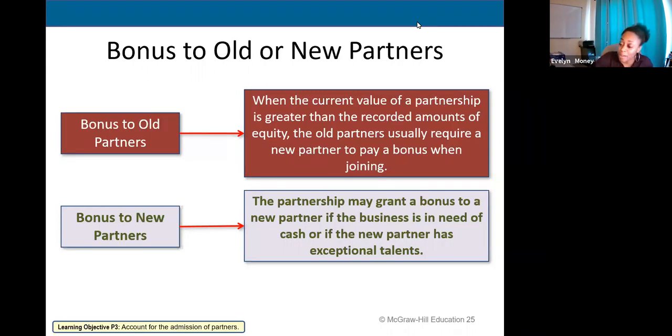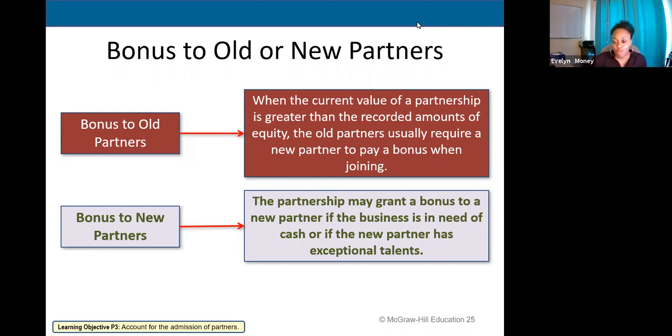But let's say there's Michael Jordan, and I'm like, Michael Jordan, I have this great basketball camp. Will you please be a part of my basketball camp? Don't you think that I would say to Michael Jordan, give me $1 and I'll give you a $50,000 interest in my partnership? Because if I have Michael Jordan's name attached to my basketball camp, then I'm going to get a ton of people who are going to want to come to my basketball camp. That's an example where I, as the old partner, am paying a bonus to the new partner because of the new partner's exceptional talent.